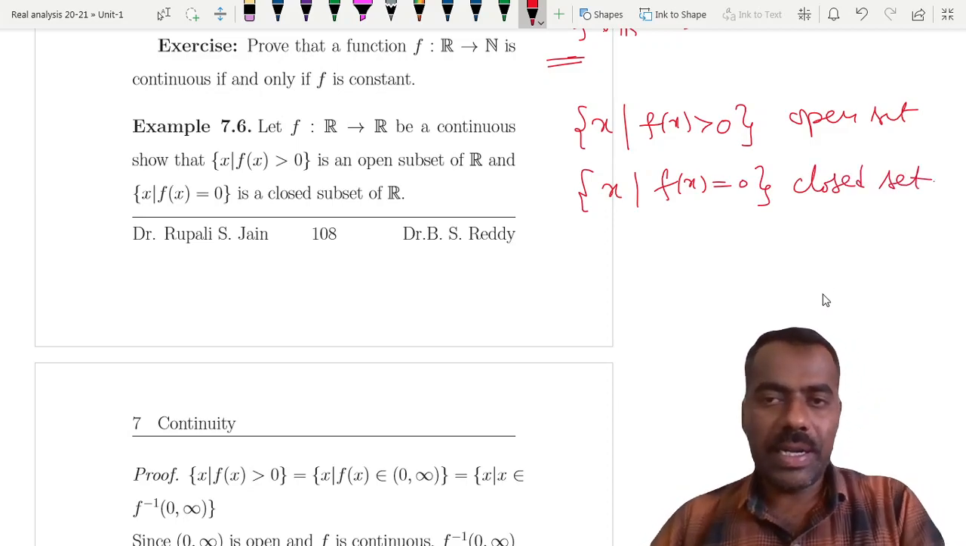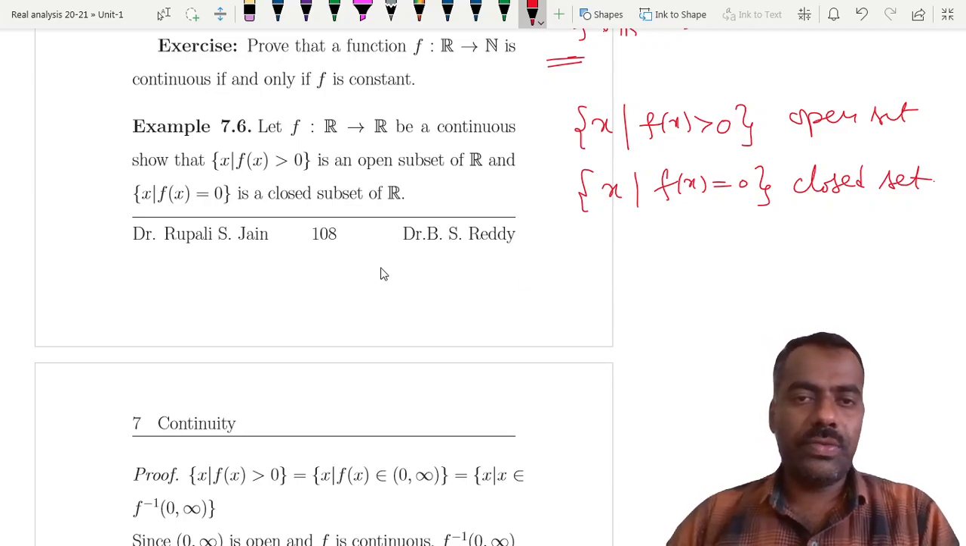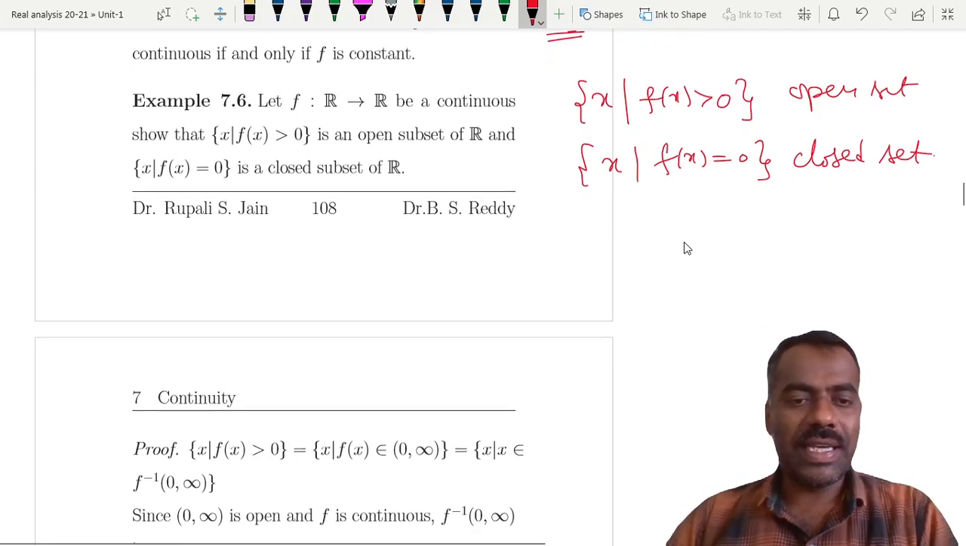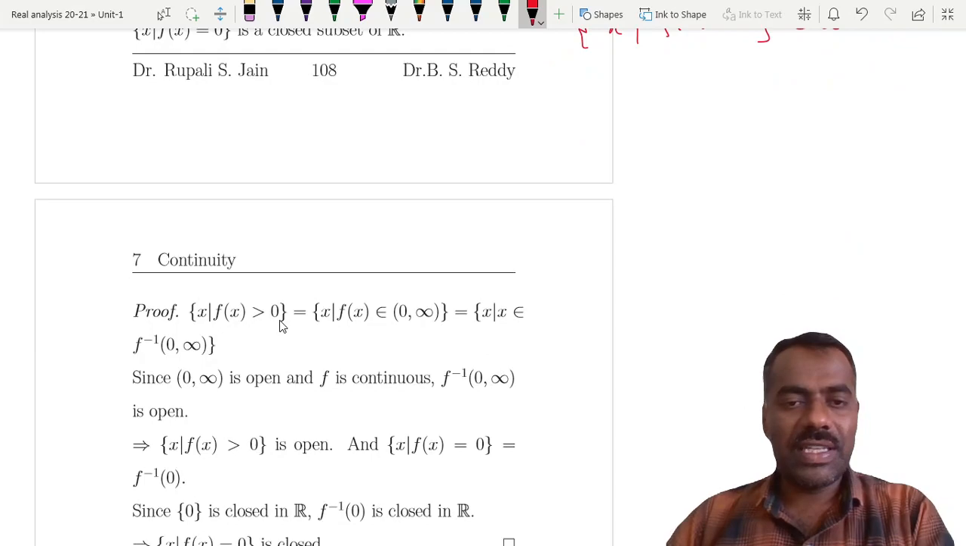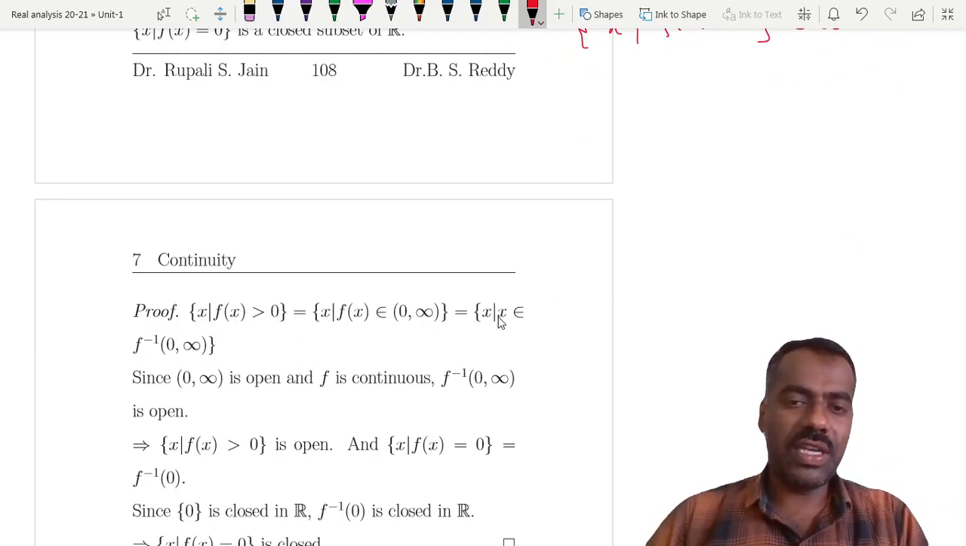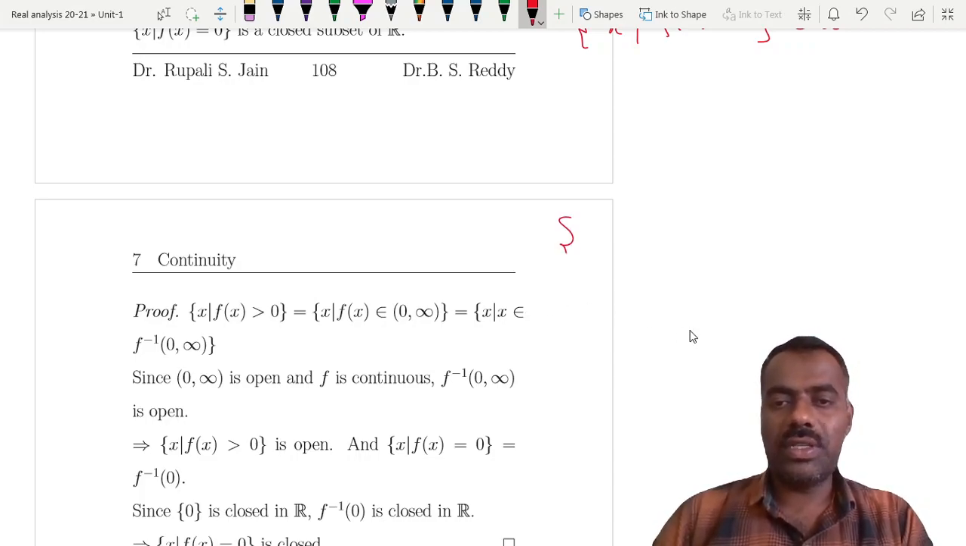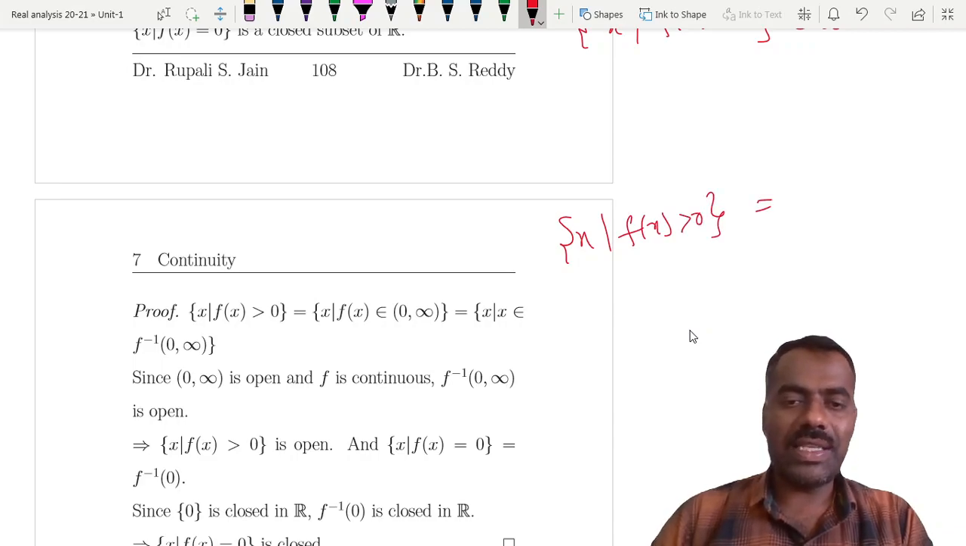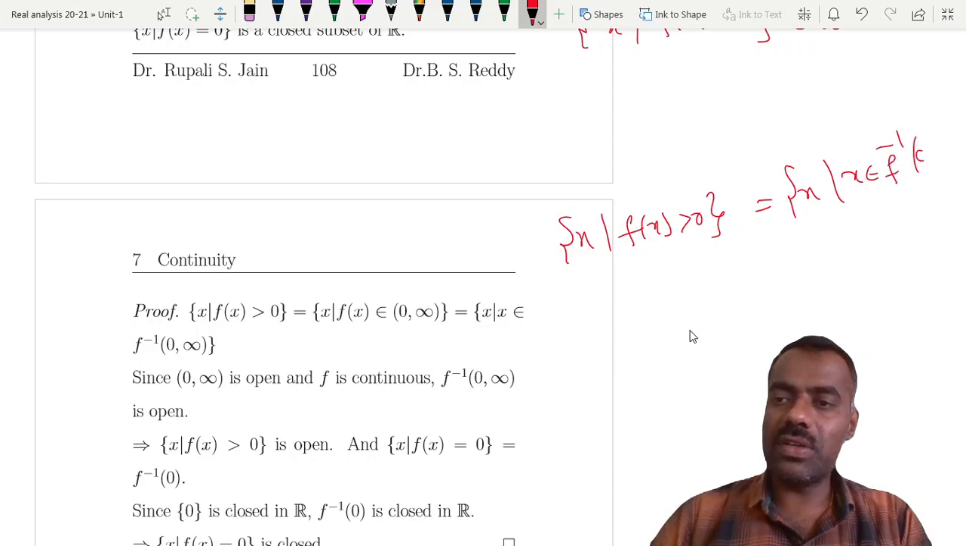It is not at all difficult to prove. If we want to show that it is an open set, if you understand f of x greater than 0, this is the same as saying that f of x belongs to (0, infinity). That is the same as saying that x belongs to f inverse of (0, infinity). So the set of x such that f of x greater than 0 is f inverse of (0, infinity), right?